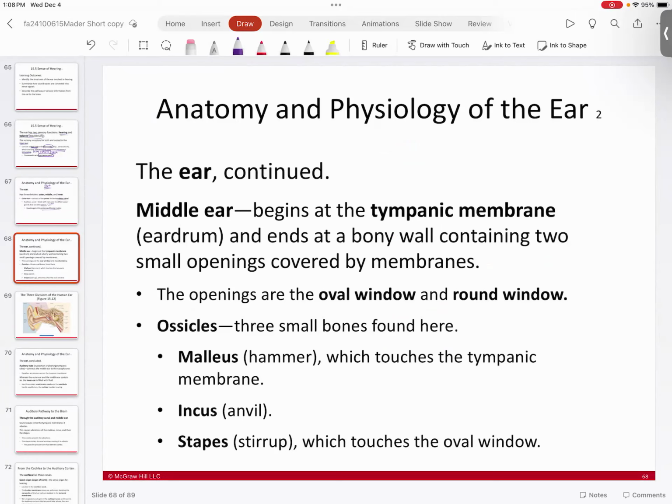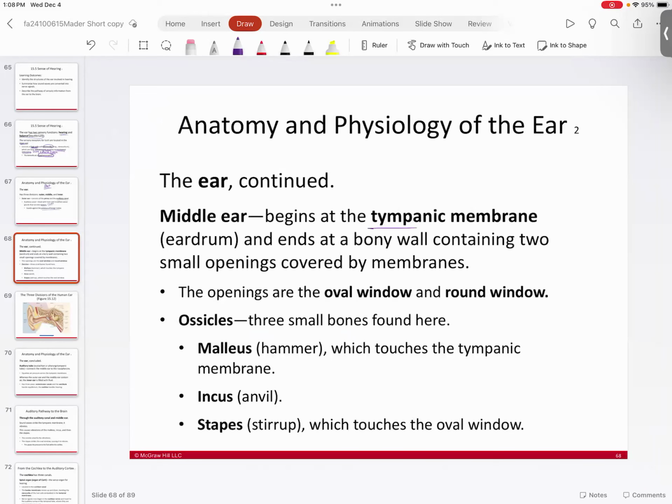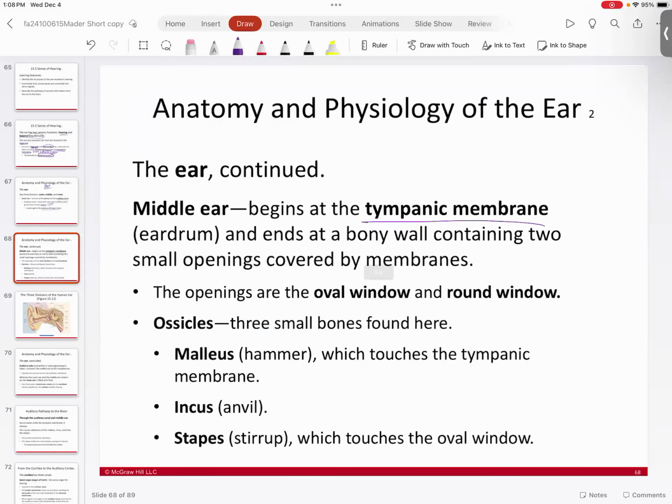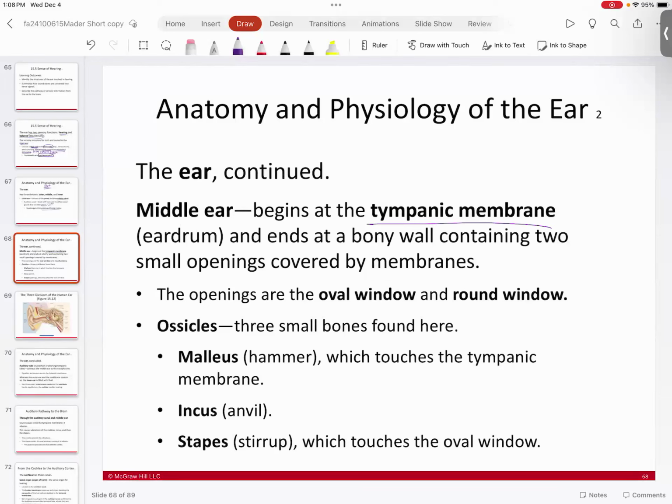Now the middle ear is just behind the eardrum, which we refer to as the tympanic membrane. This is an open, cavernous region, and there are a couple of different things in there. There are two walls on either side of the middle ear. On one, you have the tympanic membrane. On the opposite side, you have what's called the oval window, and just below that is the round window. The round window and the oval window are connections to your inner ear.